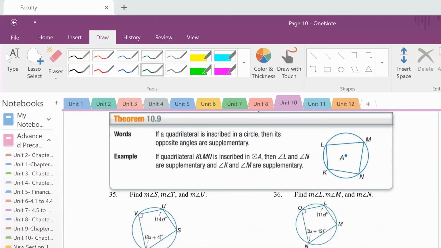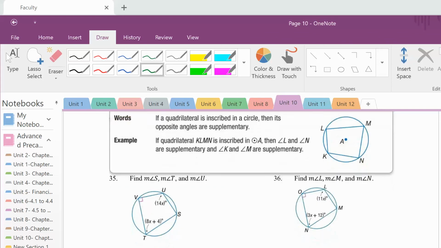All right, if a quadrilateral is inscribed in a circle, then its opposite angles are supplementary. So here you have a quadrilateral inscribed in a circle, and it wants you to find the measures of angles S, T, and U, because you already know V is 90. Well, if V is 90, then you also know S is 90, because they're supplementary. And then you know that 14x plus 8x plus 4 has to equal 180, because they're supplementary.